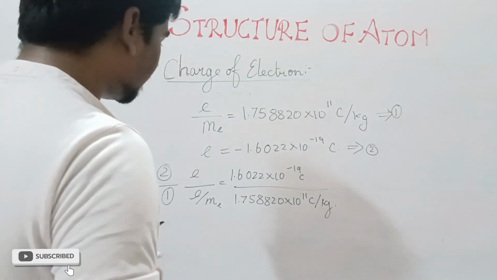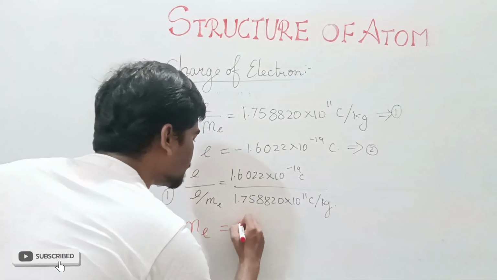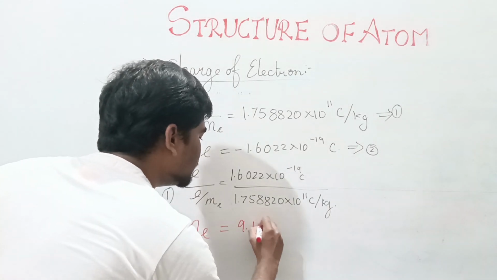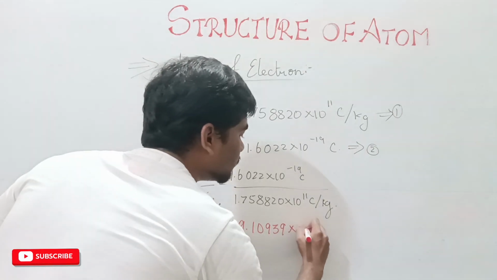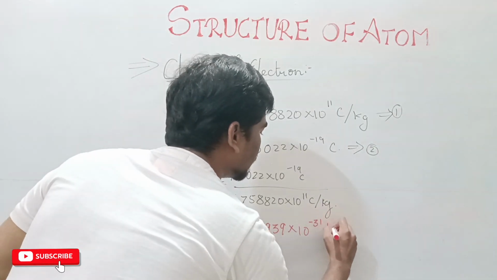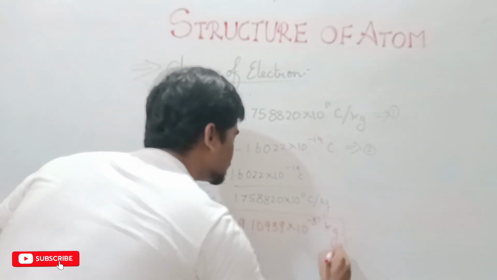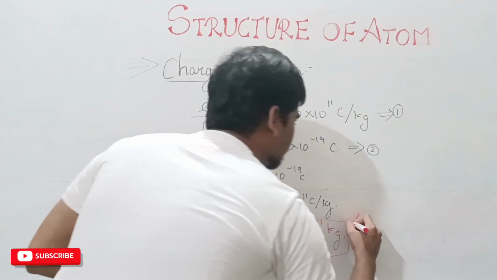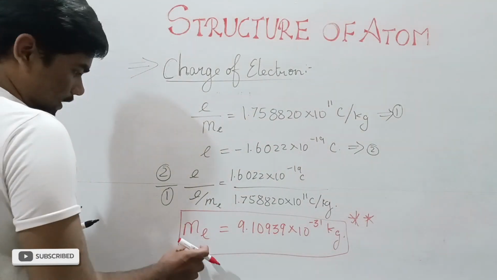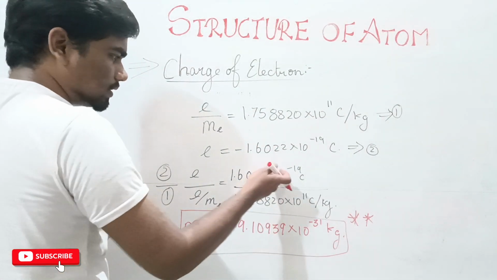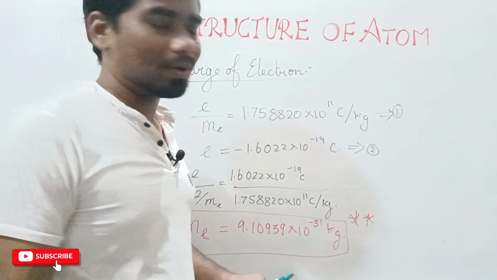That is, we found the value of mass of electron to be equal to 9.10939 into 10 to the power minus 31 kg. This is a very important value. Just put a star mark over it so that you won't forget it at any cost. So my dear friends, you may be wondering how this value gets cancelled. That is an easy calculation. You can do it by yourself.